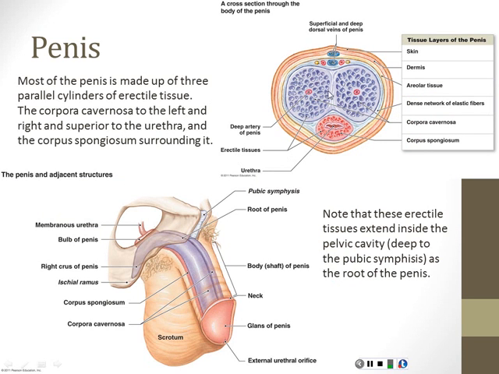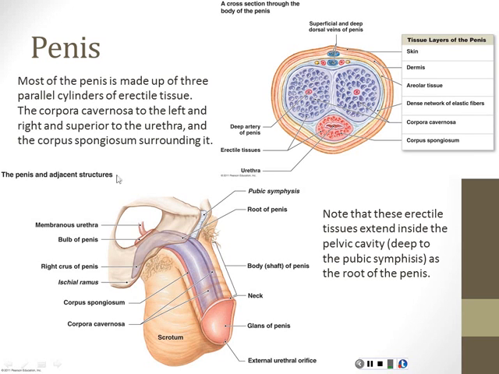So erectile tissue is kind of a hydraulic system. If more blood goes in than comes out, it expands. And if less blood goes in than comes out, it contracts. So we have basically 3 cylinders, 2 at the top, 1 at the bottom. And right through the center of the 2 at the top is an artery that supplies the blood that fills these cylinders. And then at the center of the lower cylinder, we have the urethra.